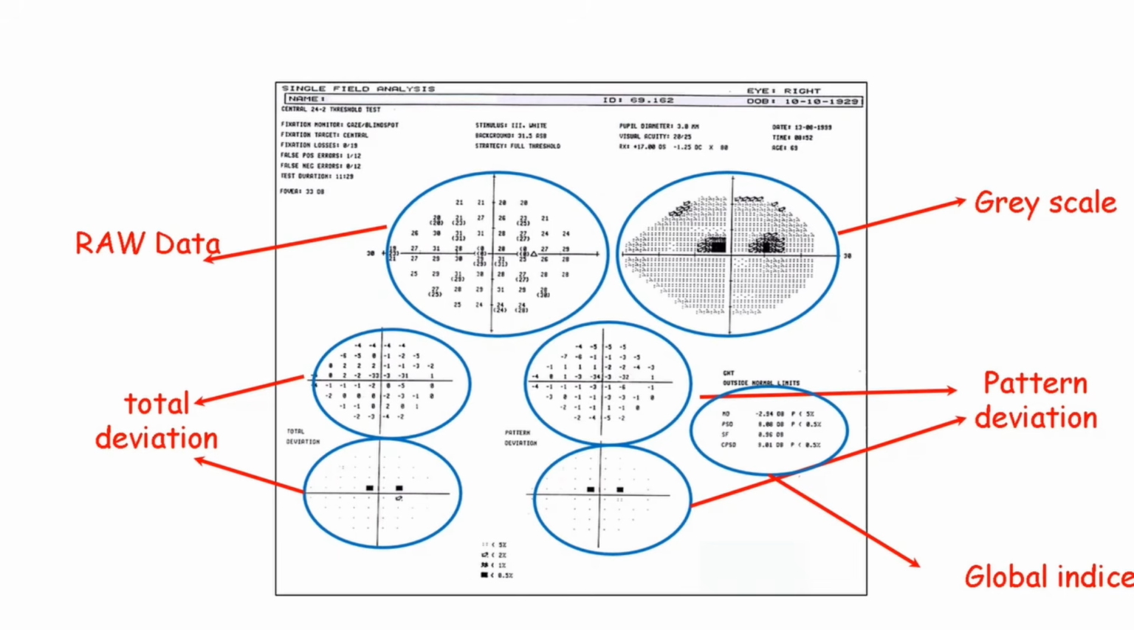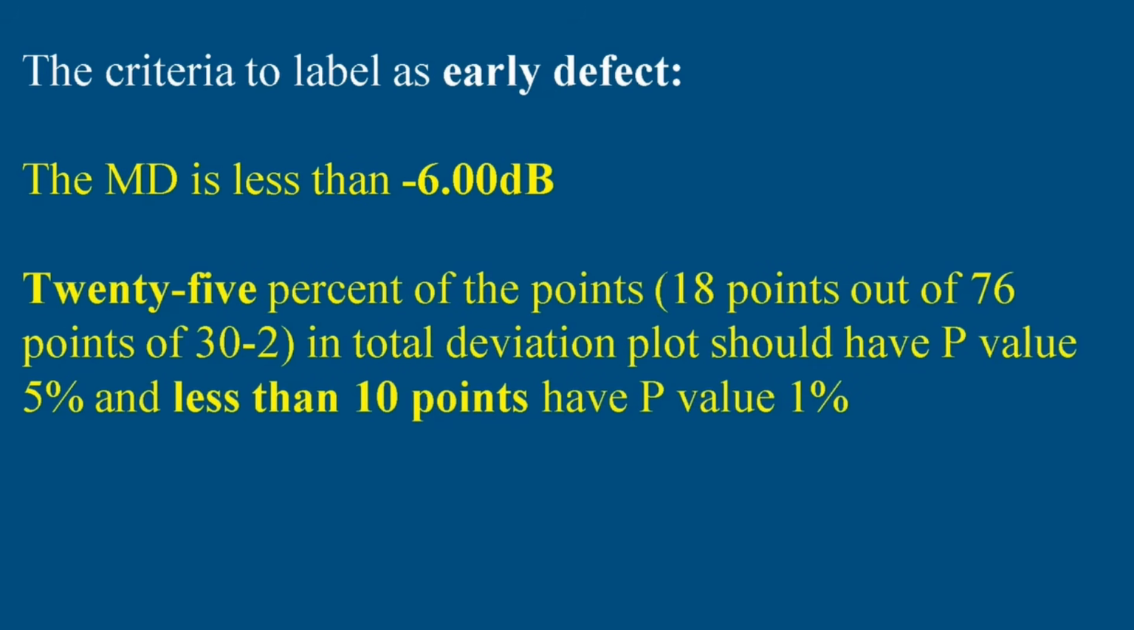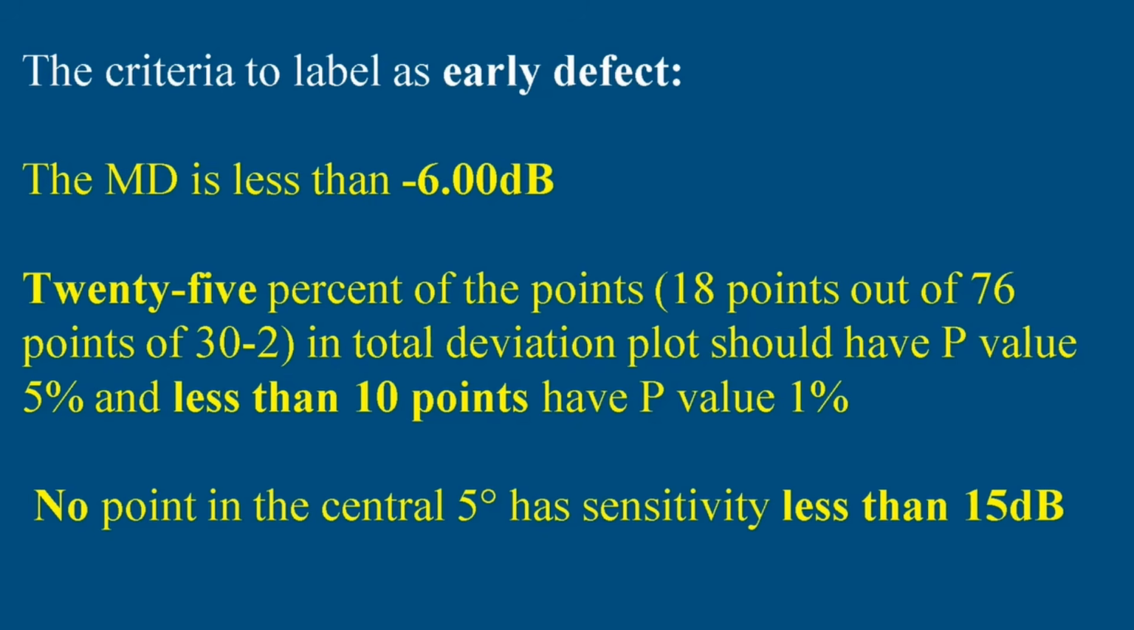So how to classify glaucoma field defect as mild, moderate, severe based on the visual fields? The criteria to label the defect as early are: the mean deviation should be less than -6 decibels. The points which have p-value less than 5% should be only 25% and less than that. And the points which have p-value 1% should be less than 10 points. And no point with a sensitivity less than 15 decibels should be present in the central 5 degrees.